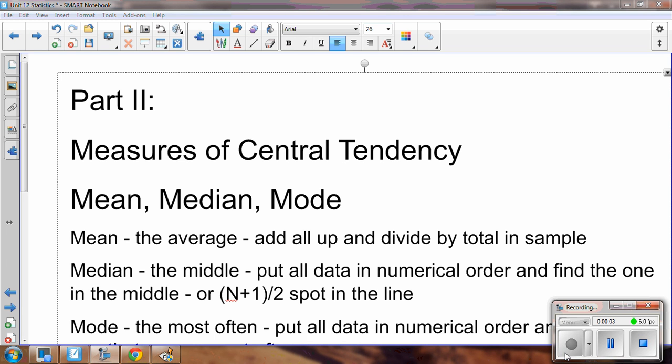Welcome to Unit 12, Statistics, Part 2, Measures of Central Tendency. In this video, we're going to discuss the topics of mean, median, and mode, and review a little bit of your past and introduce you to a few new ways to think about these topics.